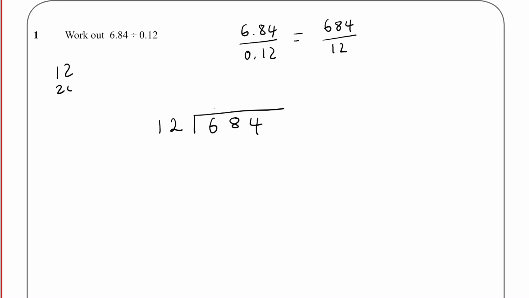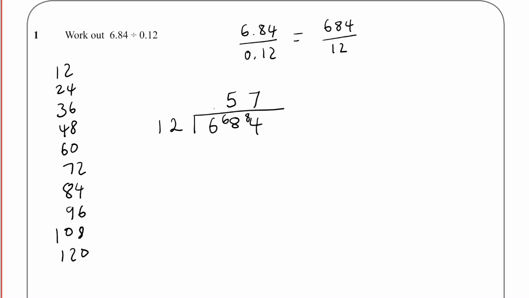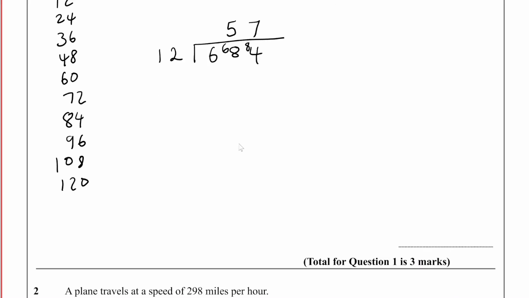I'll write the 12 times table down the side, just because it might help out. How many 12s go into 6? That's none. How many 12s go into 68? That's 5, which makes 60. So there's 8 left over. How many 12s go into 84? That's 7. So the answer is 57.